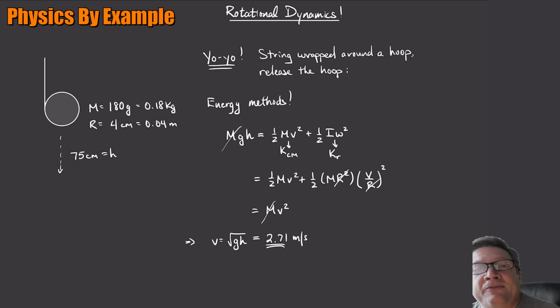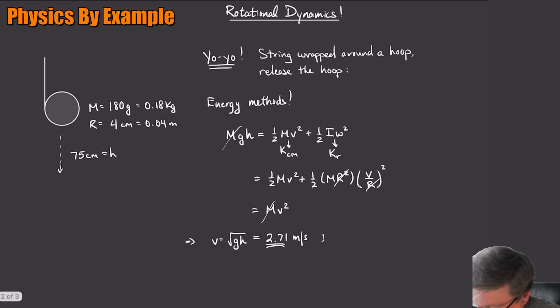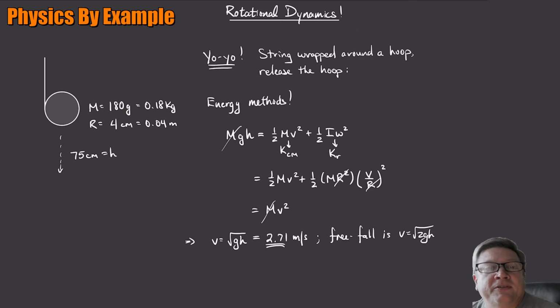If it had free fallen, the speed is root 2gh. That's how fast something falls if you just drop it from a height h. And that would have been 3.84 meters per second.